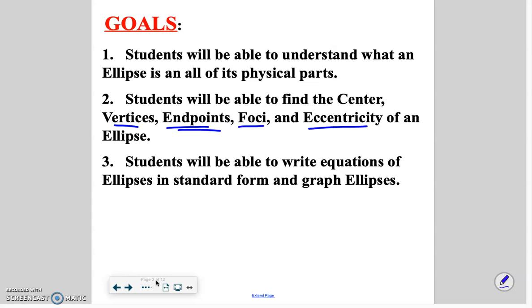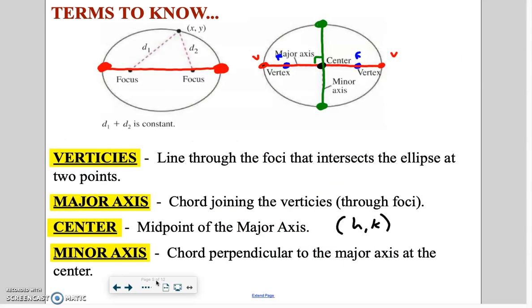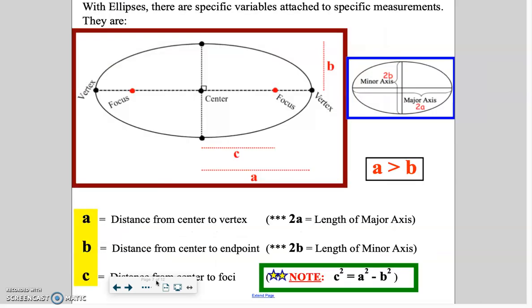The foci, the eccentricity, I missed the center. So again, we still have to talk about the eccentricity, but when we talk about the endpoints, the endpoints are the endpoints of the minor axis. The vertices are the endpoints of the major axis. Okay? How do we feel about these terms so far? Good? Not good? Somewhere in the middle?